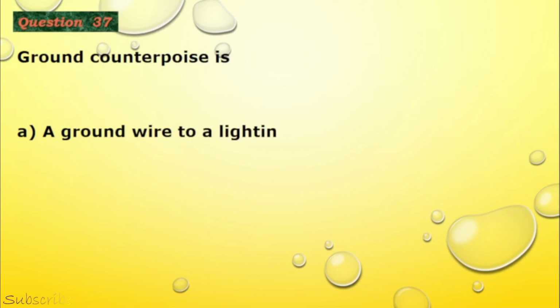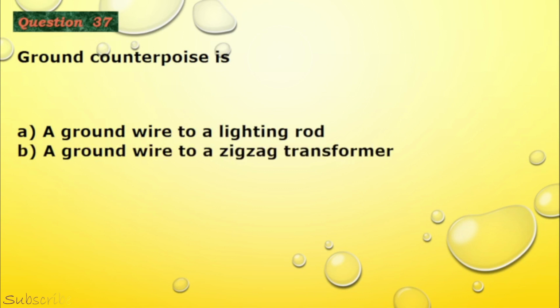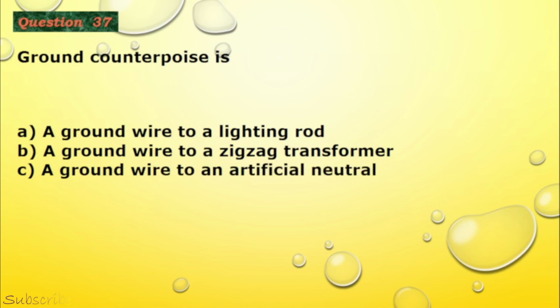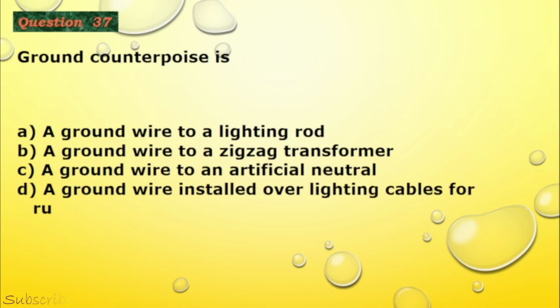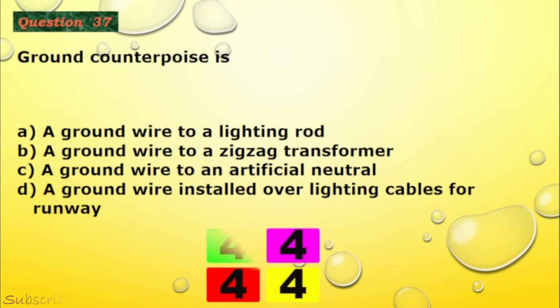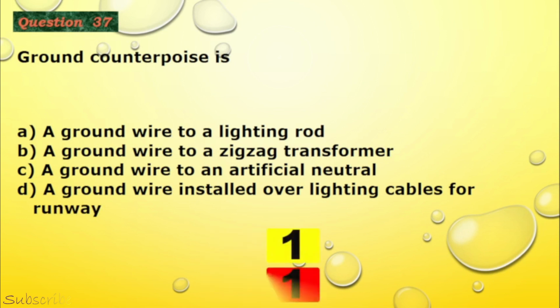Question number 37. Ground counterpoise is: A. A ground wire to a lighting rod. B. A ground wire to a zigzag transformer. C. A ground wire to an artificial neutral. D. A ground wire installed over lighting cables for runway. The correct answer is letter C. A ground wire to an artificial neutral.